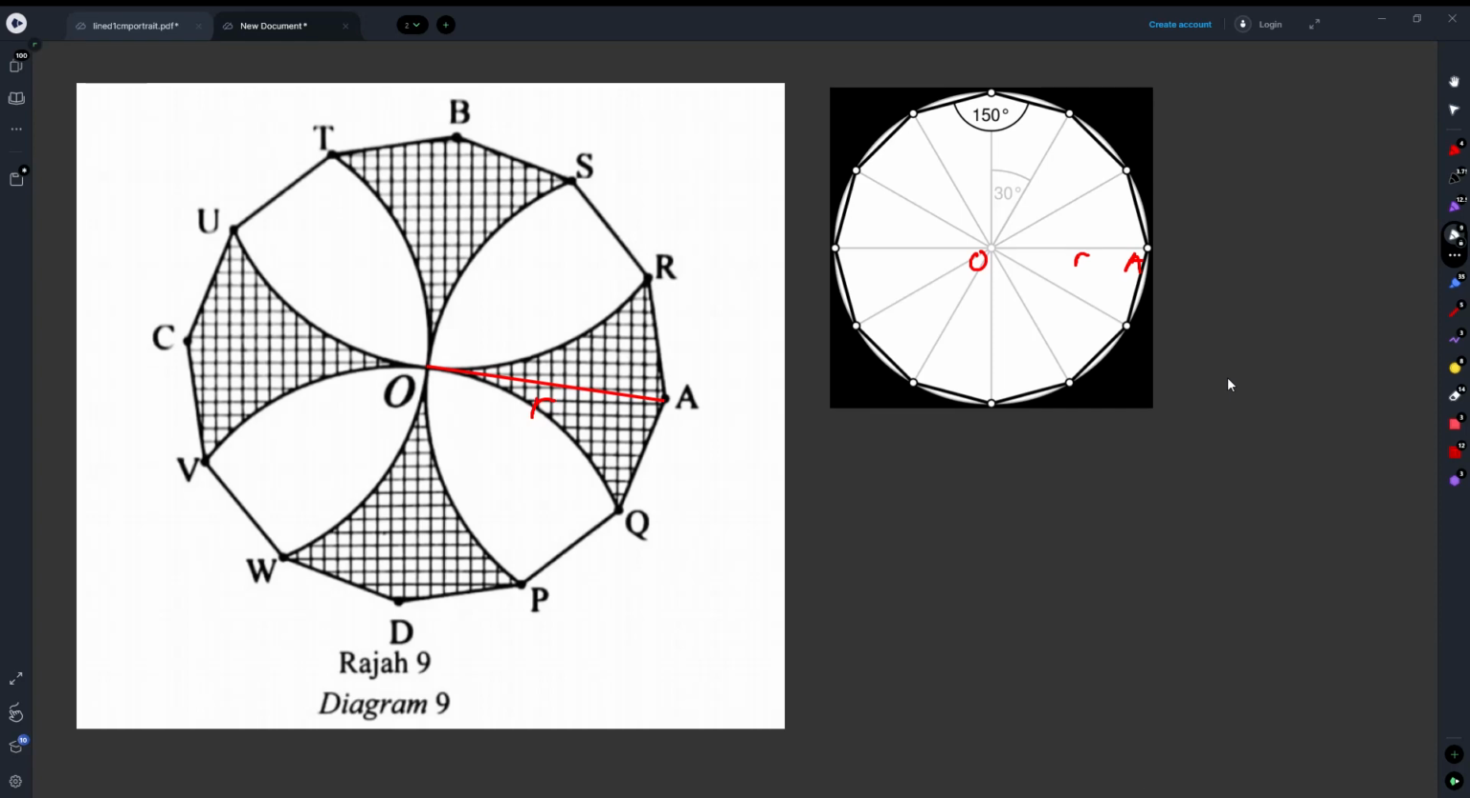Hi everyone. Let's discuss this question. How to find the area of the shaded region for this particular polygon.